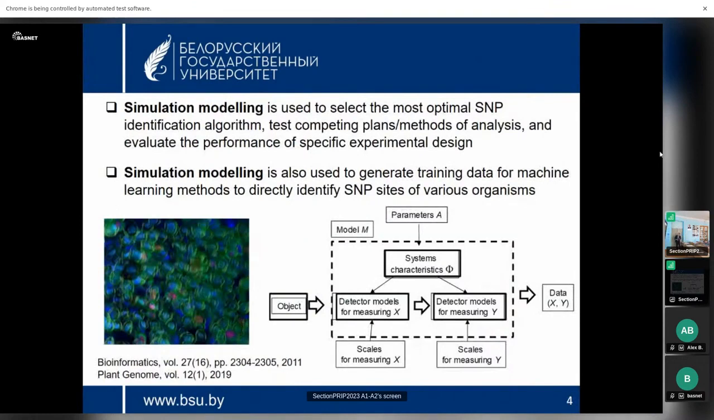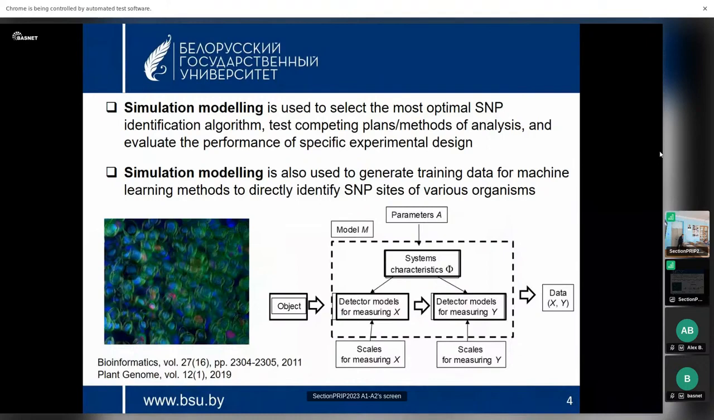What I would like to say is that simulation modeling is also used in this area, for several reasons. It's used to select the most optimal SNP identification algorithms, because it's quite flexible, to test competing plans or methods of analysis, and to evaluate performance of a specific experimental design. Nowadays a simulation model is also used to generate training data which can be used for training machine learning algorithms. So this is quite an interesting subject on which we would like to concentrate our work.